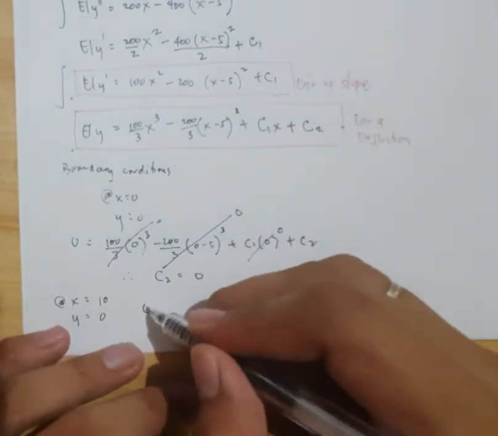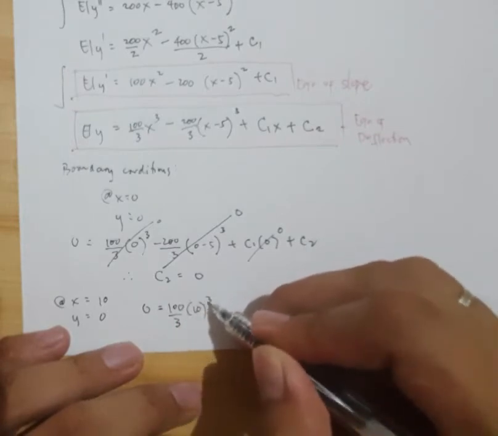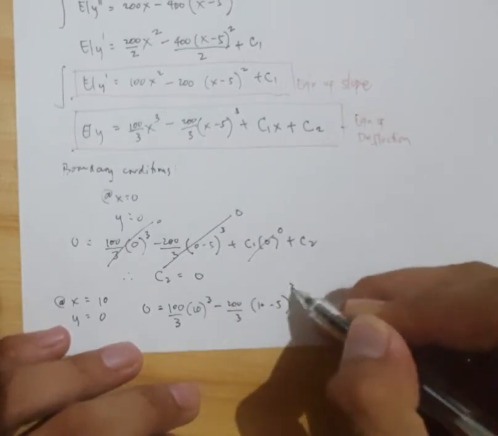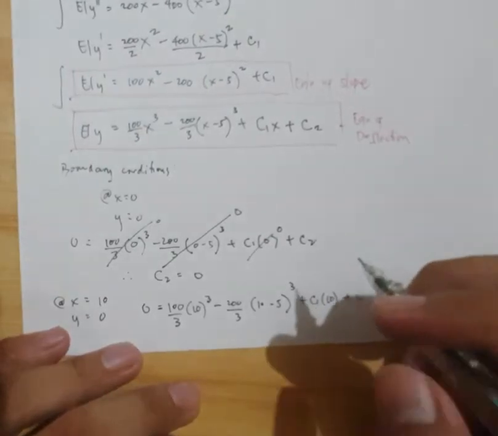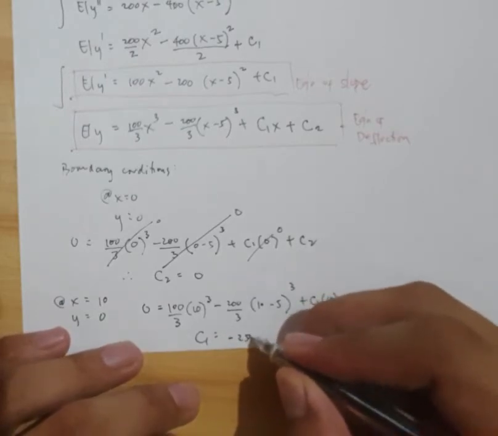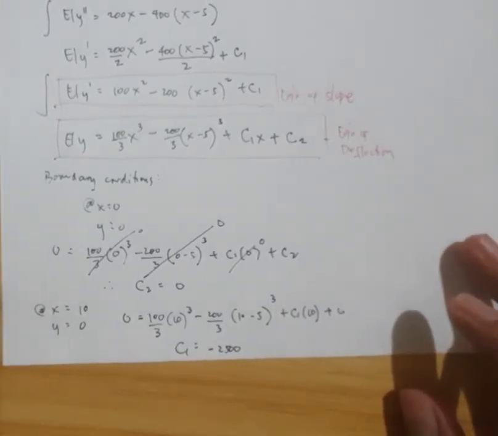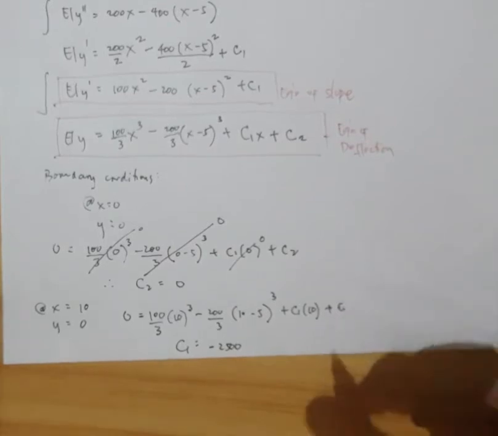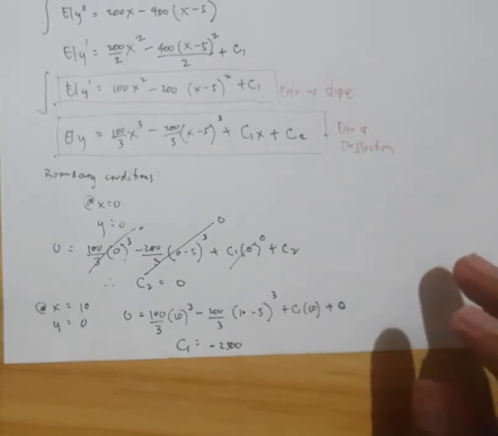So 0 is equal to 100 over 3 times 10 cube minus 200 over 3 times (10 minus 5) cube plus C1 times 10, then the C2 is 0. So using your calculator, you will arrive at C1 equal to negative 2,500. Okay? If you are still confused, you can also watch the previous video again. So negative 2,500.